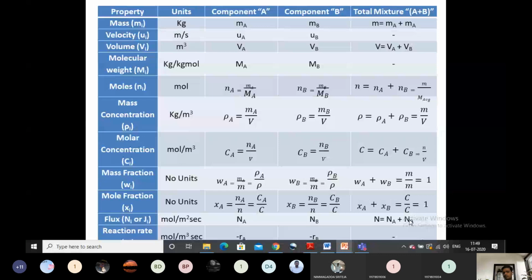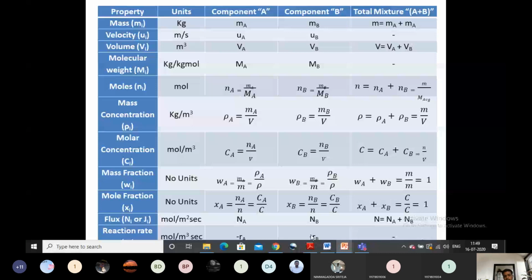Then reaction rates are there. Reaction rates we can have in units of mole per meter cube second: minus Ra, minus Rb. This is used in the mass balance equation. Okay, this has a very limited role to play in the mass transfer operations, whereas this minus RA, this minus RB, we can see in the chemical reaction engineering course.